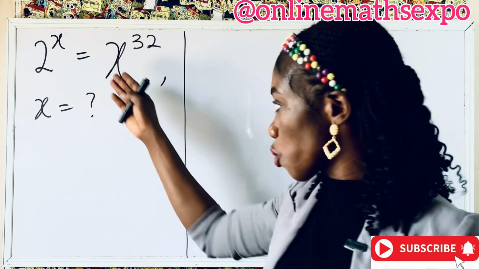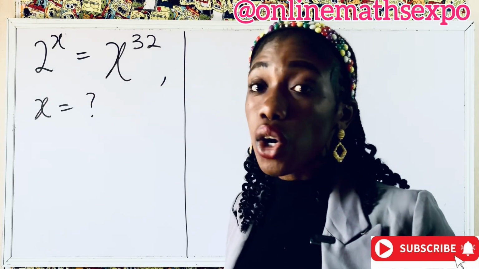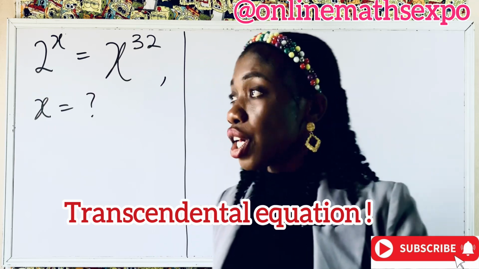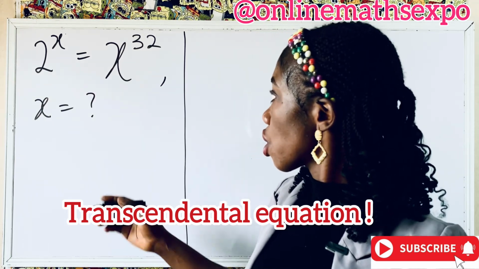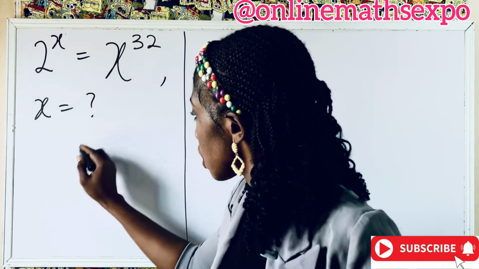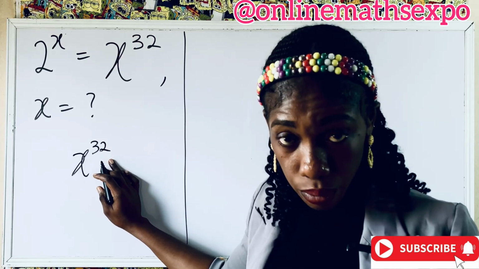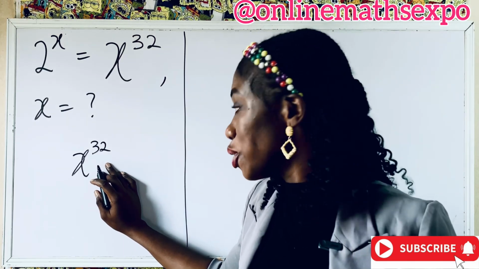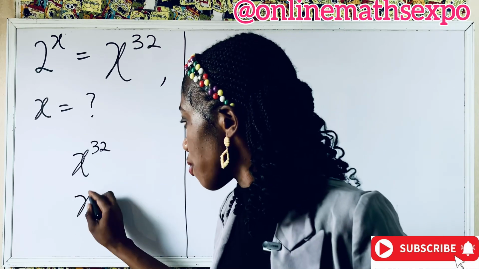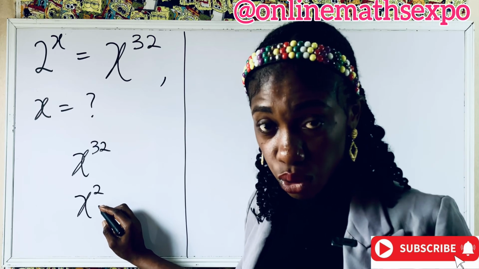Now to solve this equation, what do we call this kind of equation? We call this kind of equation a transcendental equation. And why? It is transcendental because when you have x to the power of 32, this is a polynomial. Okay? It's a polynomial of degree 32. Just like when you have x squared, we call this also a polynomial of degree 2, which is the usual quadratic.